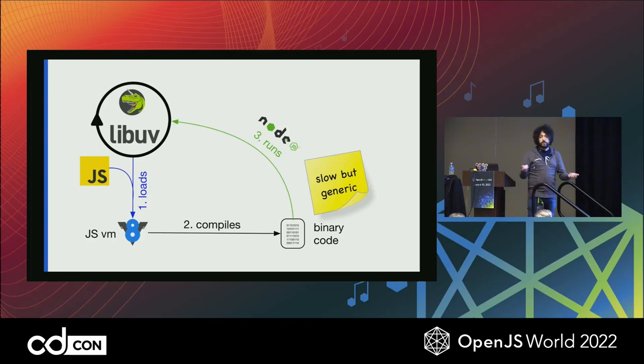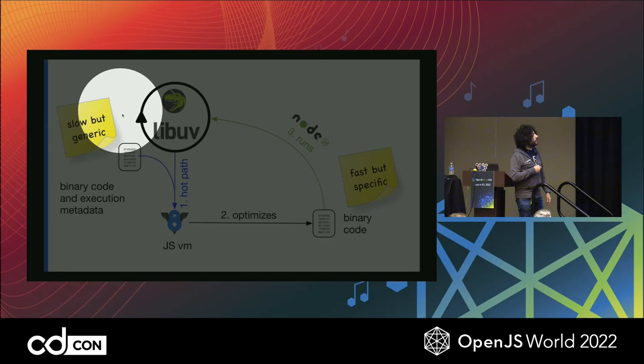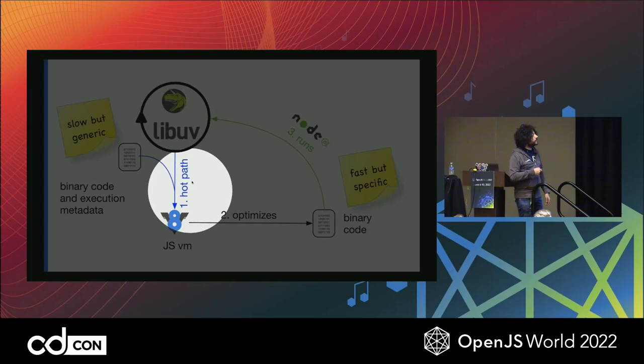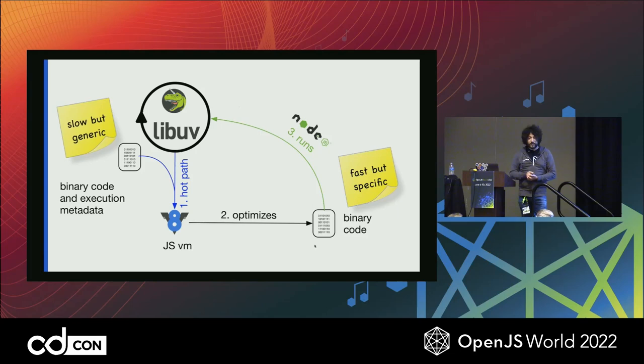However, as soon as those functions get called and called and called more times, it takes the slow but generic code it compiled before, adds some execution metadata, and generates more binary code that is fast, but specific to your function. So the fundamental part is that it learns how you use the code, okay? What is the execution metadata? Well, if you call a function always with an integer, V8 learns that, and it automatically compiles it to handle integers.